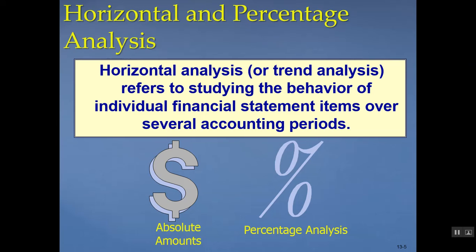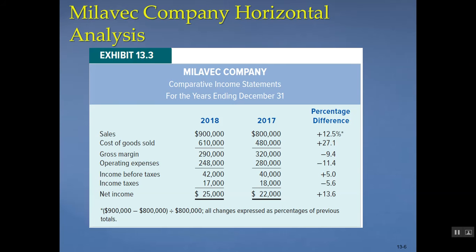Percentage analysis involves computing the percentage relationship between two amounts. In horizontal percentage analysis, a financial statement item is expressed as a percentage of the previous balance for the same item. So for example, we can look here and see that 2018 versus 2017 was an increase of 12.5%. And the calculation is down here. So we know now that sales increased $100,000 or 12.5%.